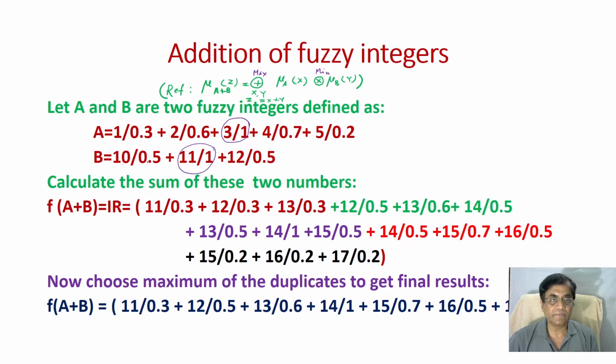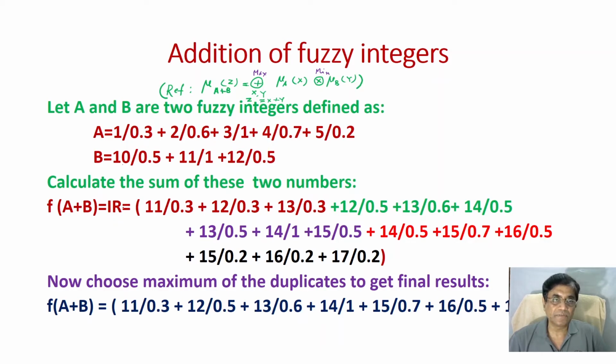10 with membership value 0.5, 11 with membership value 1 because it fully belongs to the fuzzy integer 11, and 12 in the vicinity of 11. I can add more. 12 with a membership value 0.5. So these are the two fuzzy integers. They are not ordinary integers. Now I need to sum them together.